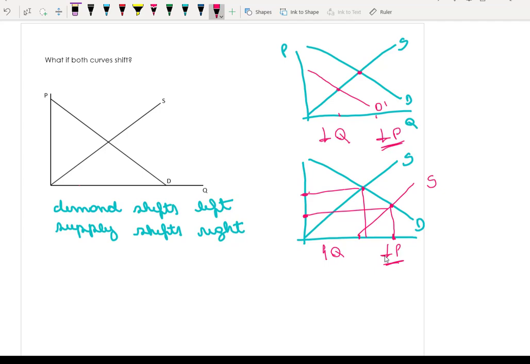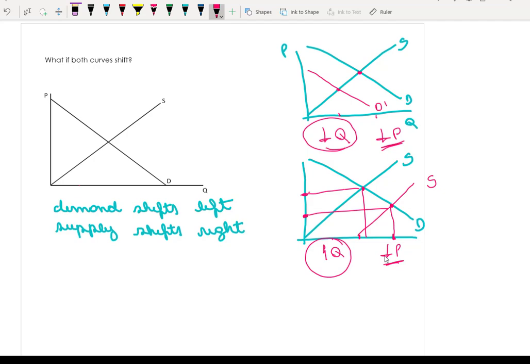However, if both curves shift, what's going to happen to quantity? Well, that depends. If the demand shifts the most, quantity is going to go down. But if the supply shifts the most, quantity is going to go up. One shift is pushing the quantity down, and the other shift is pushing the quantity up. Whichever shift is stronger, the effect on quantity will prevail. So let's draw a case where the supply shifts a lot and the demand shifts just a bit.